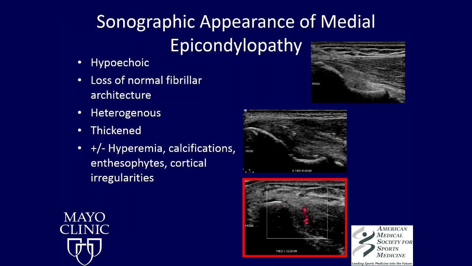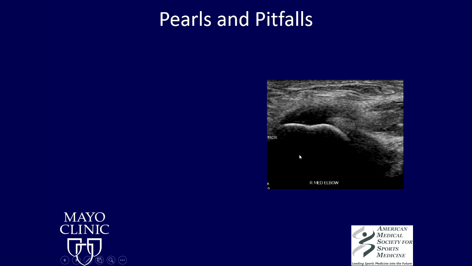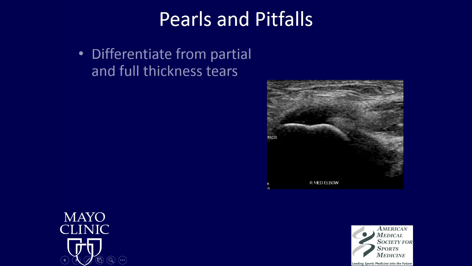There might be hyperemia, such as seen in this picture here, with possible calcifications, as you can see in this picture, enthesophytes, and possible cortical irregularities, which you can see along this cortical margin. You really want to differentiate the tendinopathy from partial or full thickness tears.